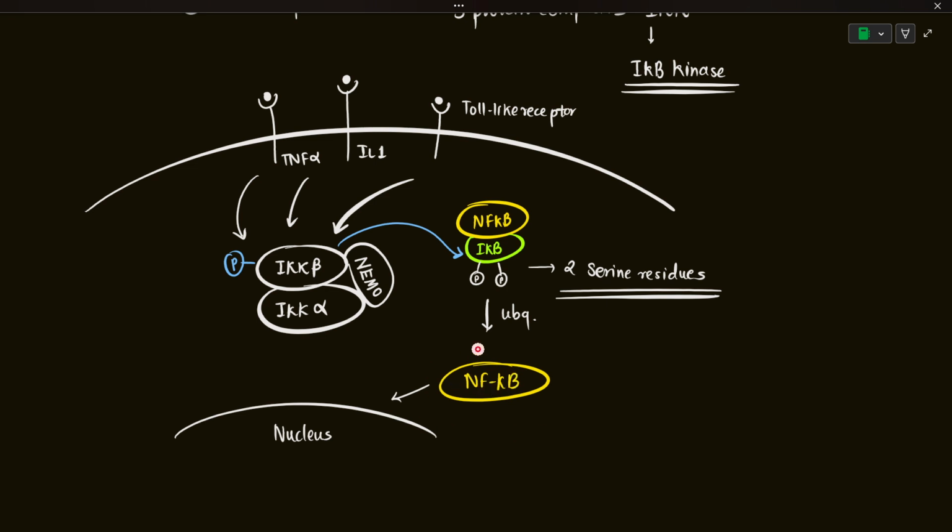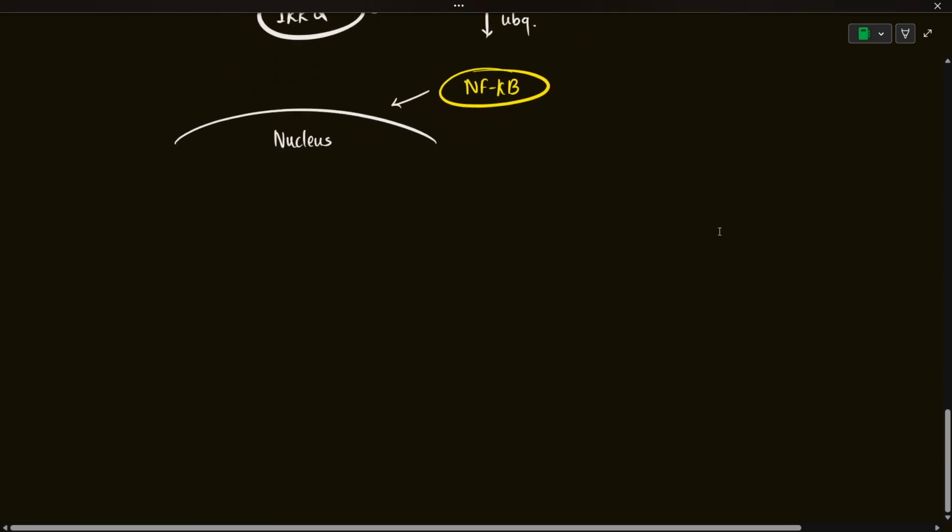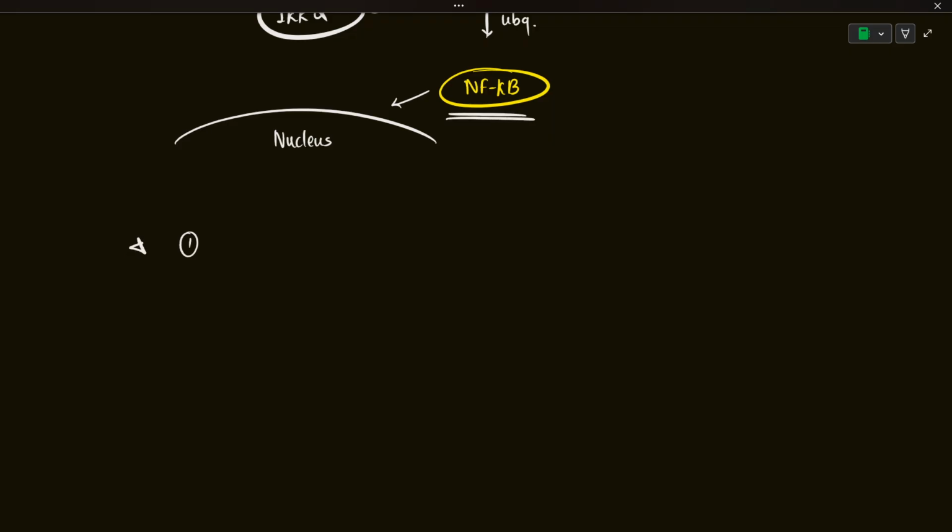So the different types of genes that will be activated by NF-kappa B are the genes that are going to get transcribed. I'm listing them down here.